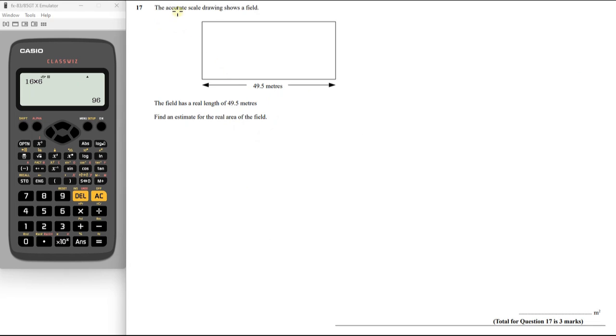Question 17. The accurate scale drawing shows a field. And the field has a real length of 49.5 metres.